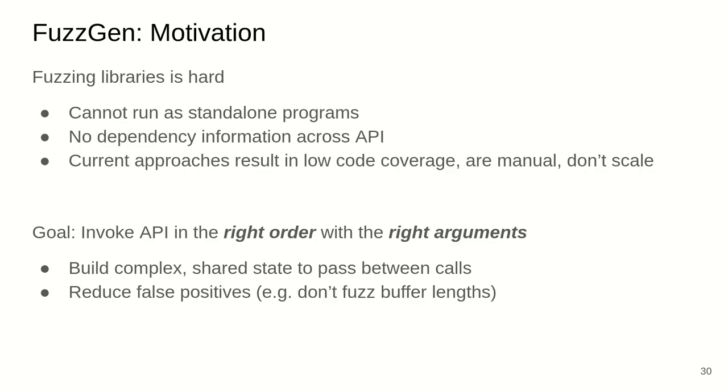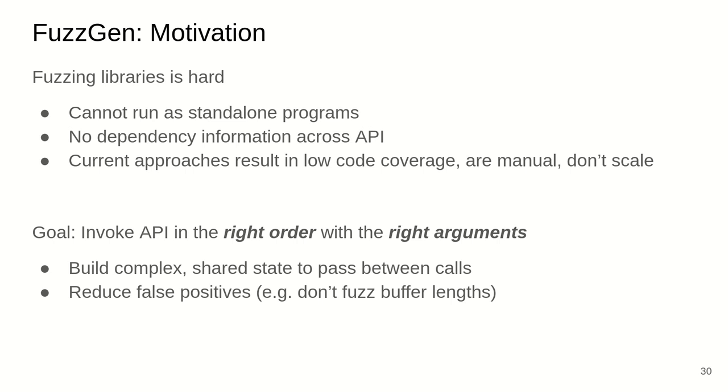As you may have considered, fuzzing libraries is hard. You cannot run them as standalone programs. There's no dependency information across the API. And for writing LibFuzzer stubs, we need a developer that actually knows the library fairly well. We would like to do this automatically, and even without dependency information across the API.